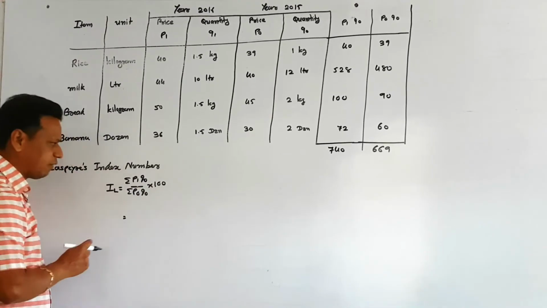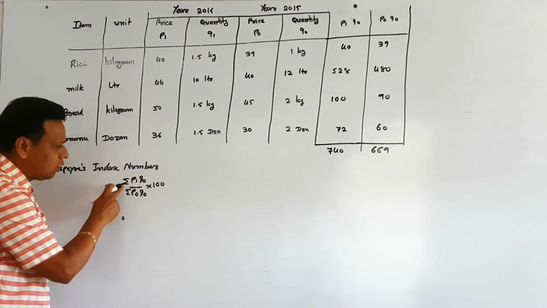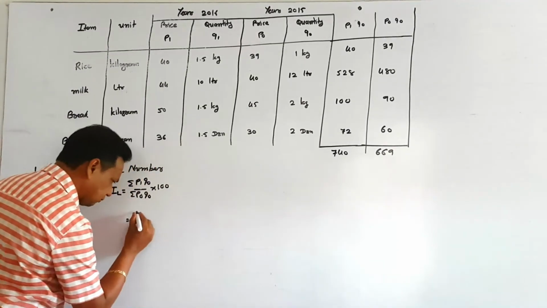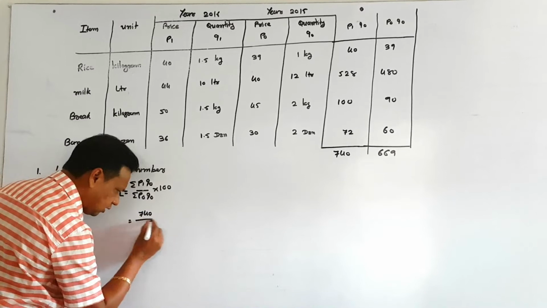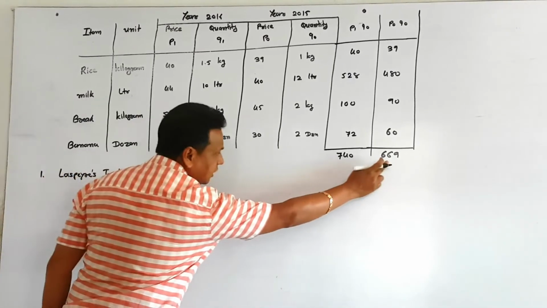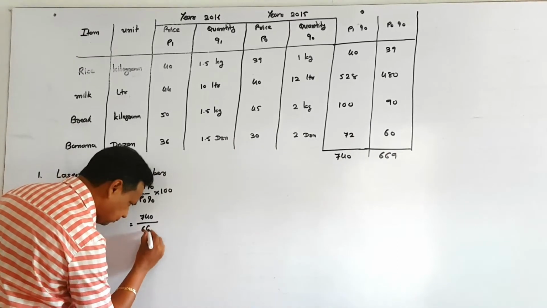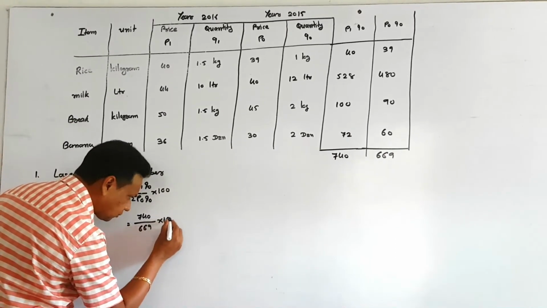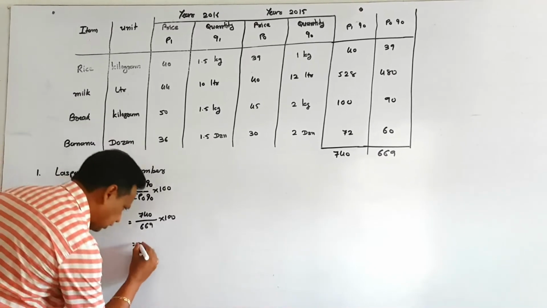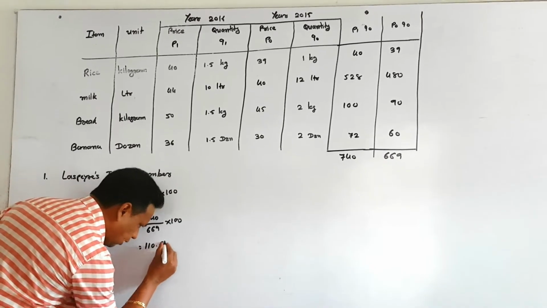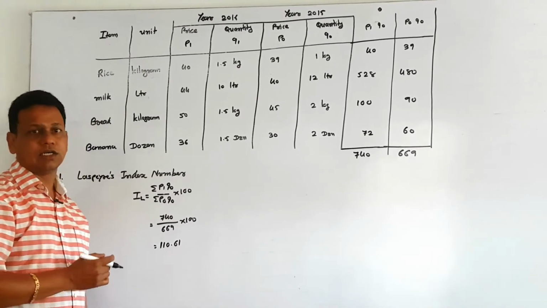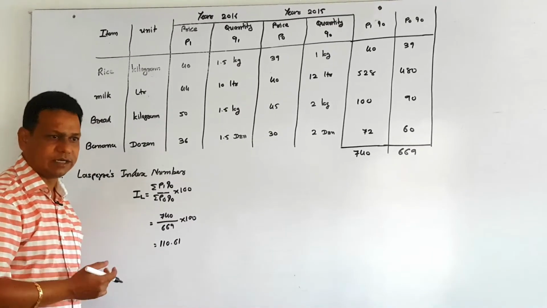Now please replace the values. Sum of, that is the total of which column? P1 Q0. Here we have 740. So it is 740 divided by sum of P0 Q0, so we have 669, into 100. So after using your calculator, we got our answer 110.61.